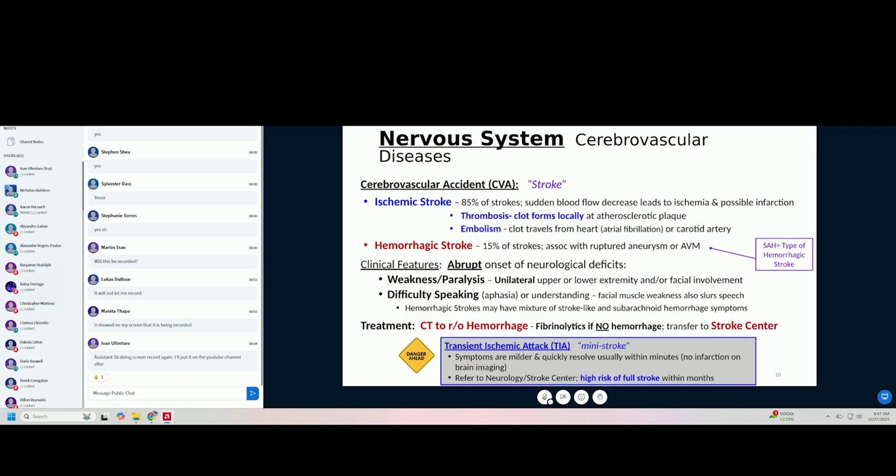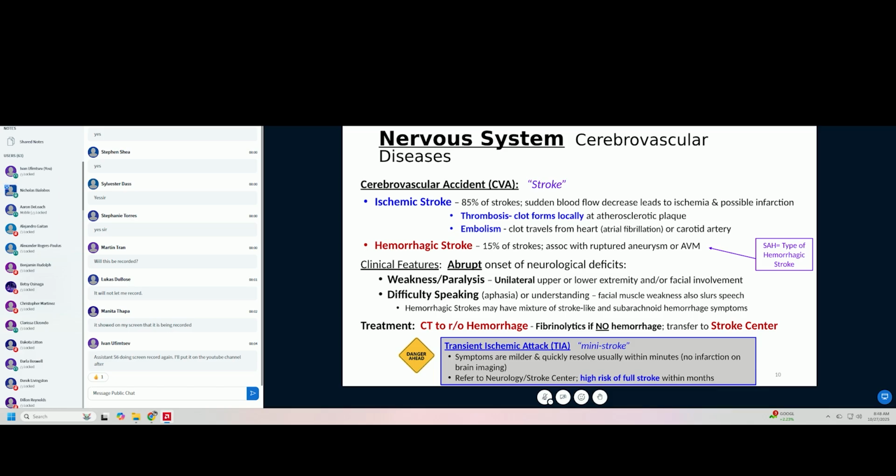Clinical features. So when you have a stroke, either ischemic or hemorrhagic, you're going to have neurological deficits because our brain tells our muscles what to do. It tells us what to feel, right? It really depends on what part of the brain is affected because different regions of the brain control different things, so you've got to take that with a grain of salt. With these patients, they may have weakness, they may have paralysis, depending on what part of the brain is affected.